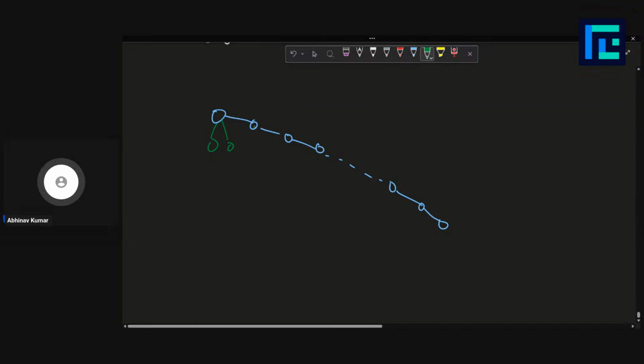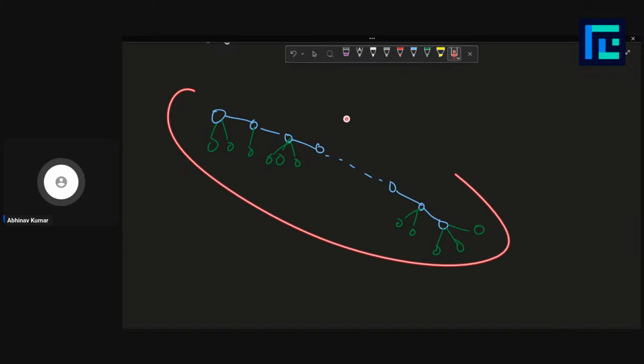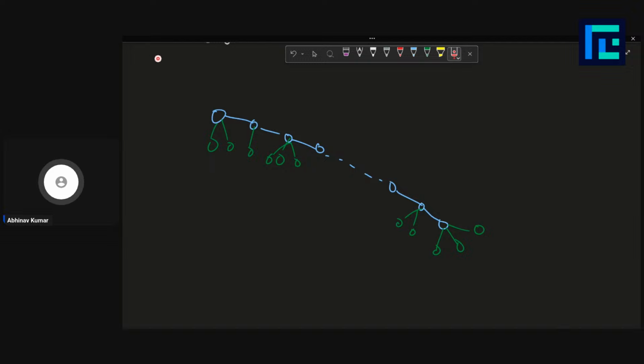In that, every node would have some x number of leaves attached to it. It may have 0 leaves, it may have some number of leaves. This last node would also have some number of leaves. So this would be the structure of the tree for which you have to find the answer. Now, how can you compute your answer for this type of tree?